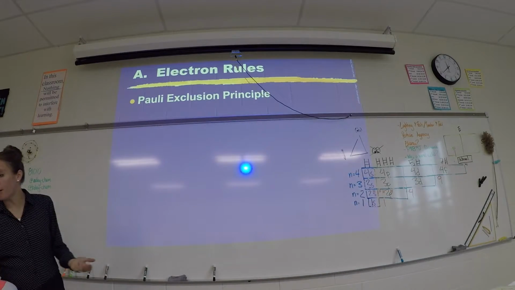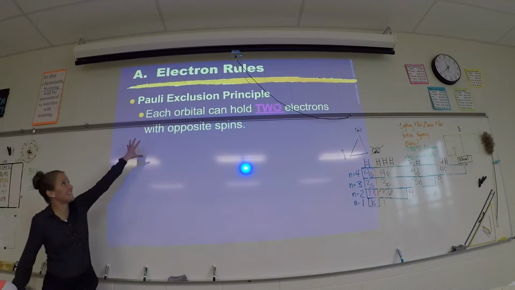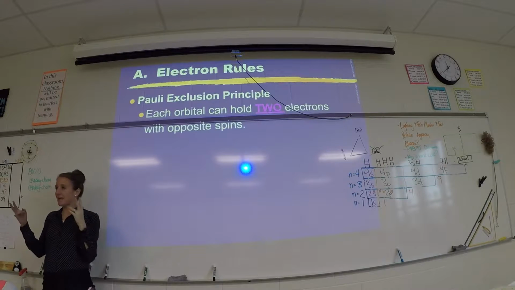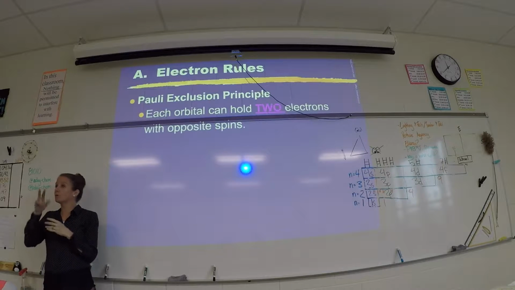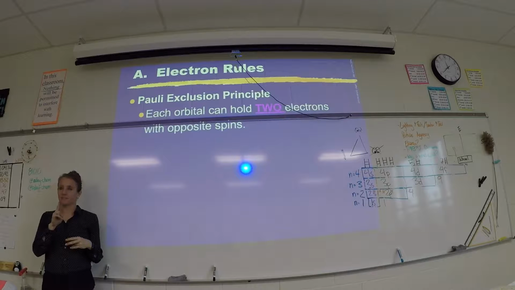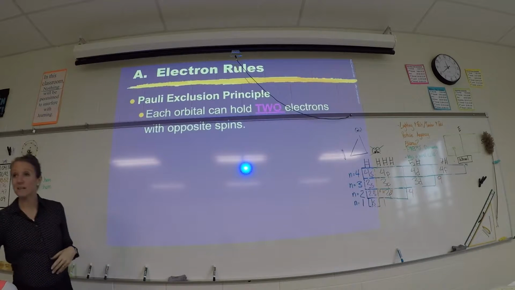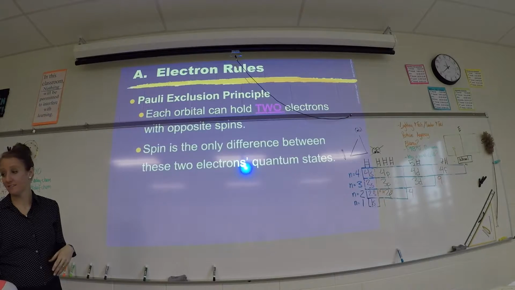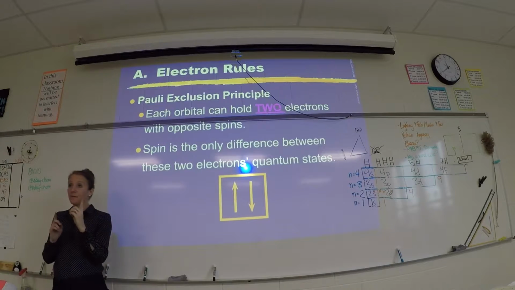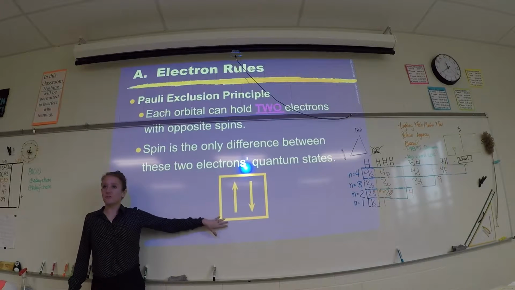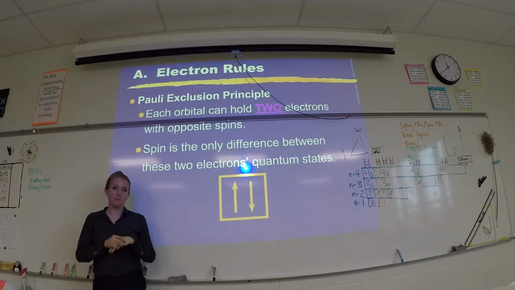The first one is the Pauli exclusion principle, which tells us each orbital, aka bunk bed, can only hold 2 electrons. They're never going to put more than 2 electrons on a bunk bed, and they always have to have opposite spins. So one has to spin up, and one has to spin down. The way that we're going to draw them today is with these boxes. Chemists are very simple people.